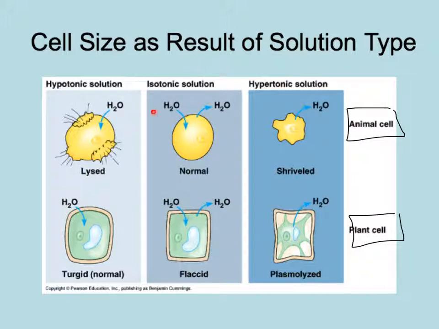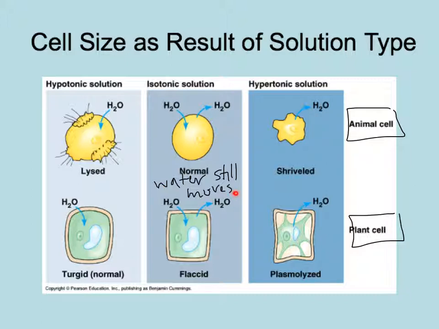Okay, isotonic here is normal. This is the solution you want to be in, where there is no change in the size of the cell. Now, that doesn't mean there isn't movement. That's a key thing that you want to include here is water still moves. It's not just going to sit there. It's still going to move back and forth. But when it moves, it's an equal amount of movement. So you'll have water coming in and water going out.